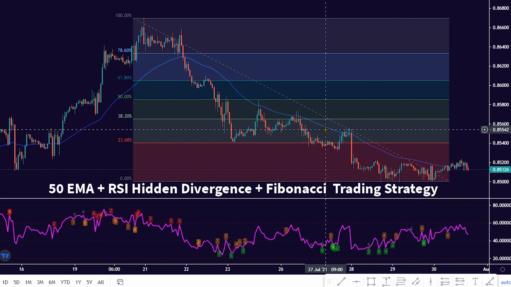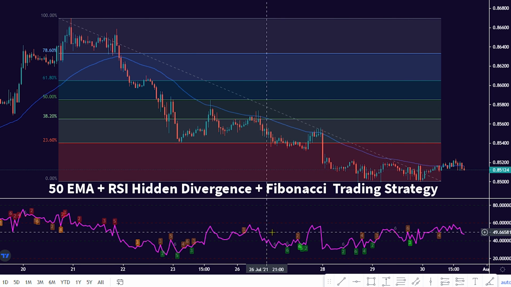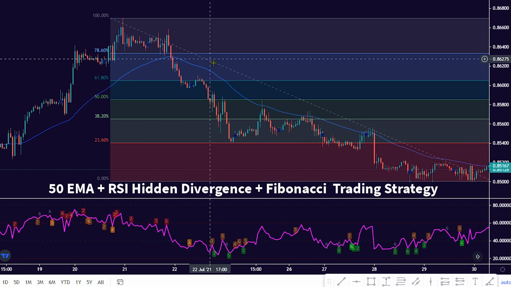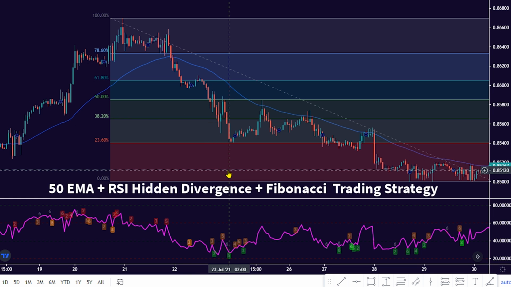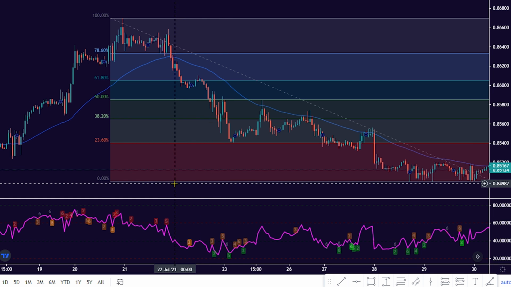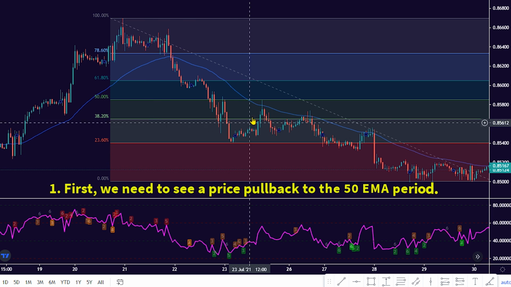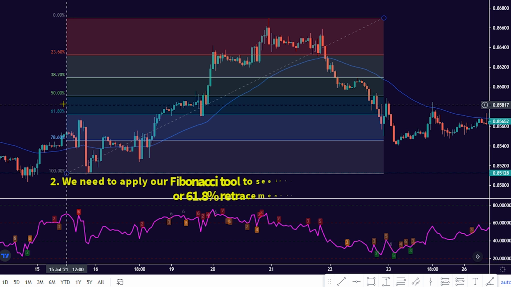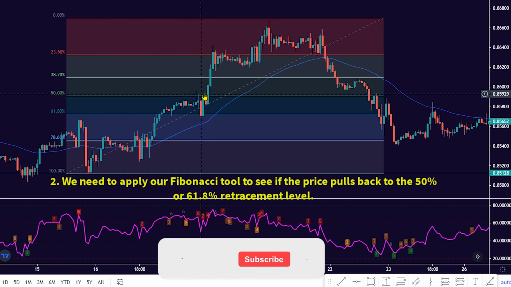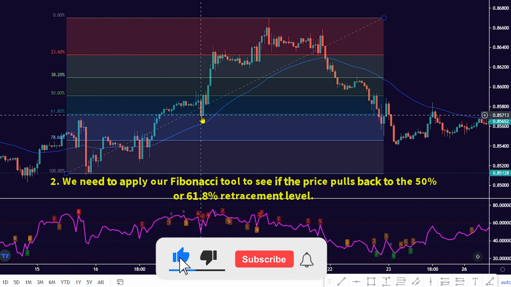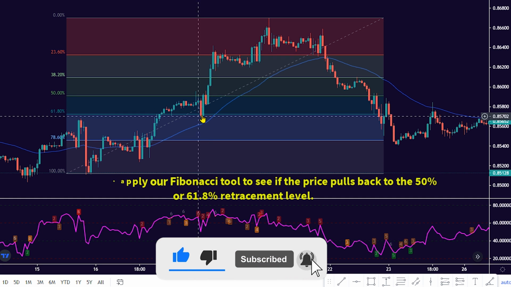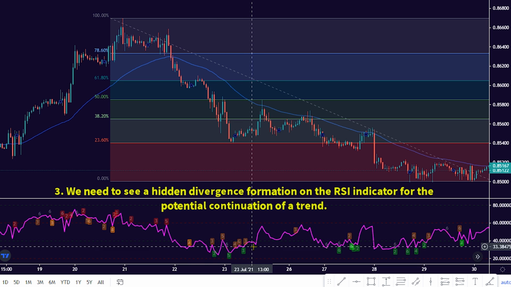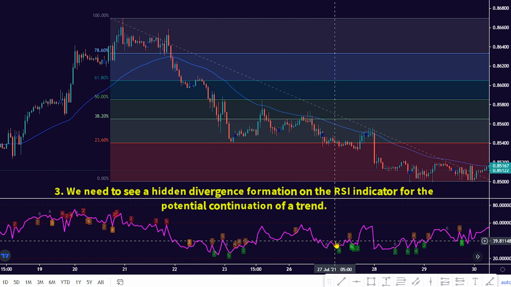How can we implement the 50 EMA plus RSI hidden divergence plus Fibonacci retracement tool for a trade setup in the market? There are 4 factors needed to approach this trading strategy. 1. First, we need to see a price pullback to the 50 EMA period. 2. We need to apply our Fibonacci tool to see if the price pulls back to the 50% or 61.8% retracement level.